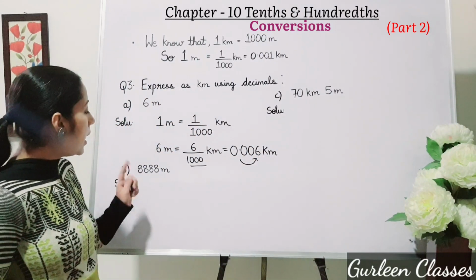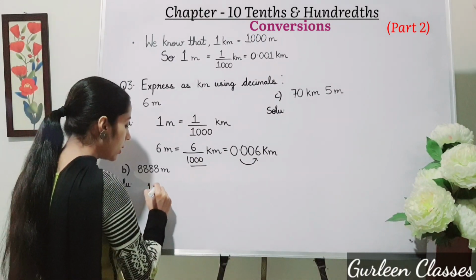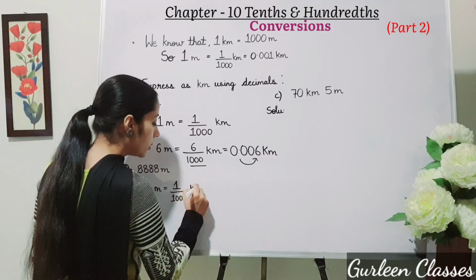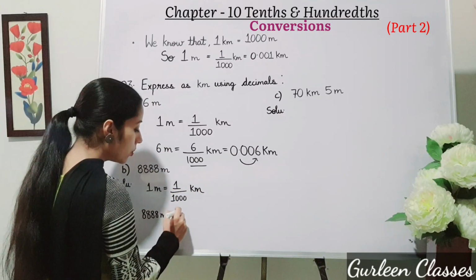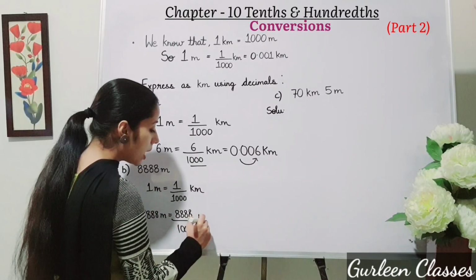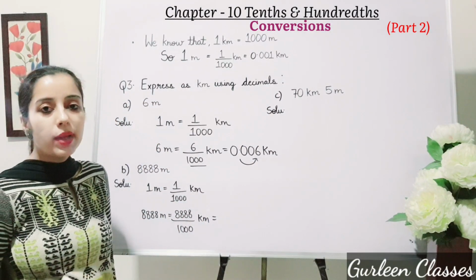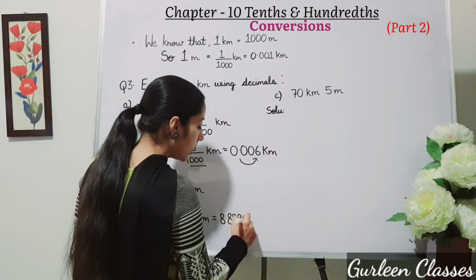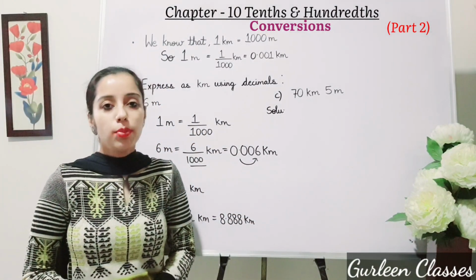B, 8888 meter. Let us write the formula. 1 meter is equal to 1 upon 1000 kilometer. Then for 8888 meter, we have to divide this by 1000. If we divide this by 1000, so 1, 2, 3, before 3 digits we have to place the decimal point. So the answer is 8.888 kilometer.